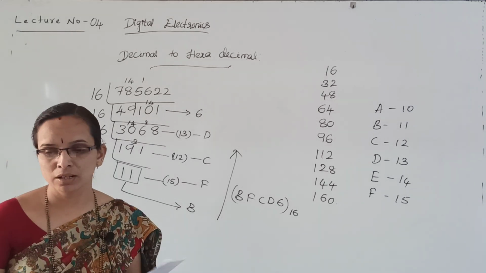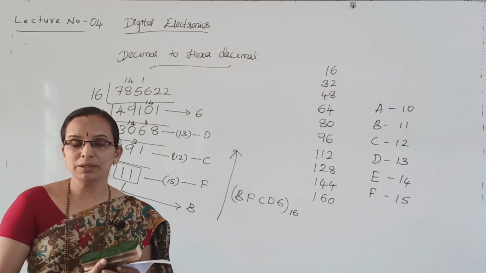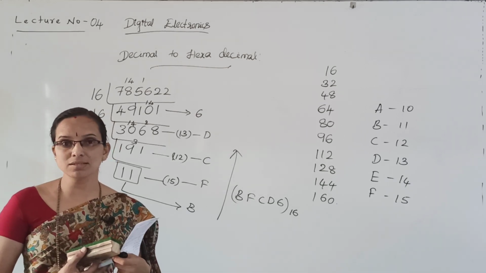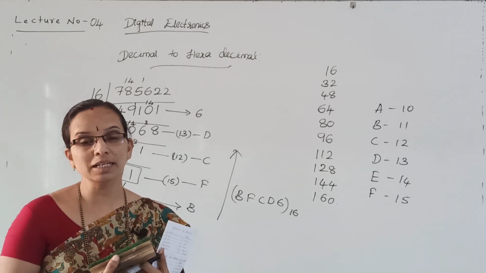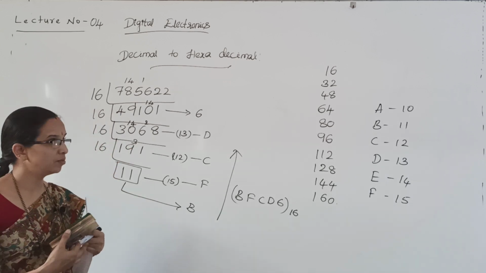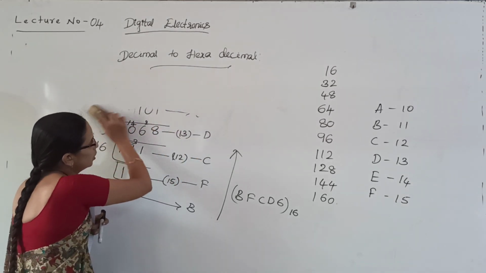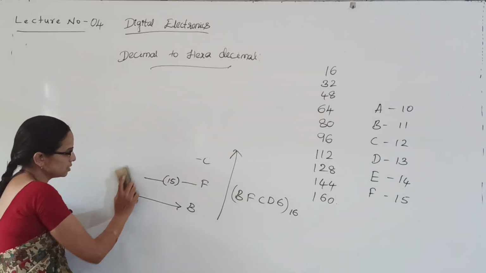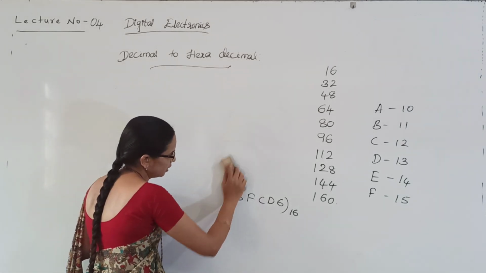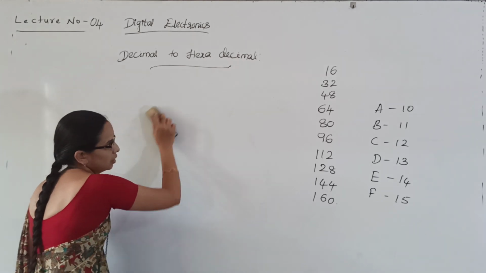Decimal number. Okay, I guess you people have understood both the processes, decimal to binary and decimal to hexadecimal. If you have not understood, please send a message to me.